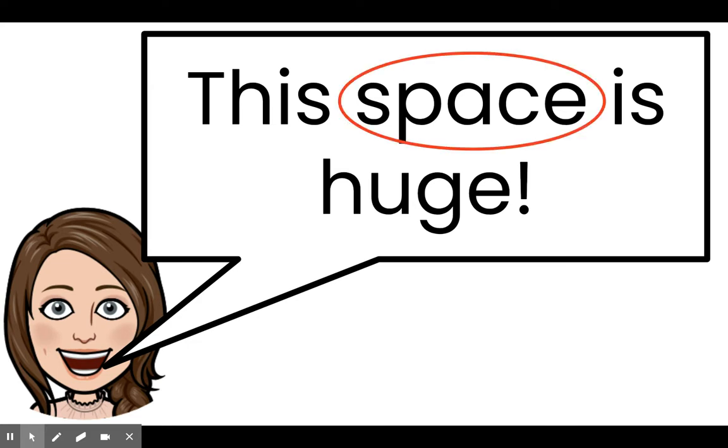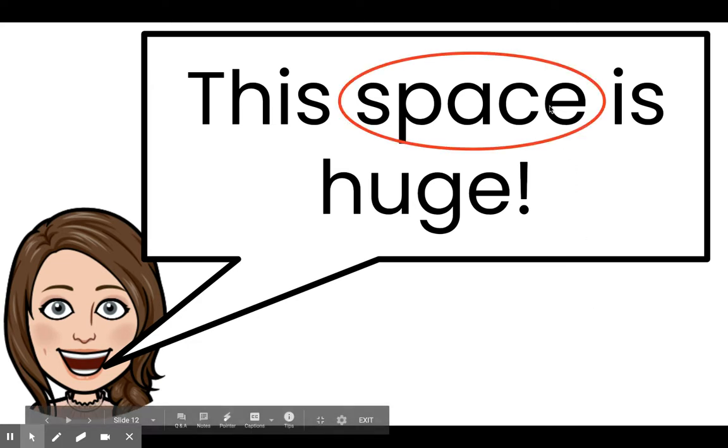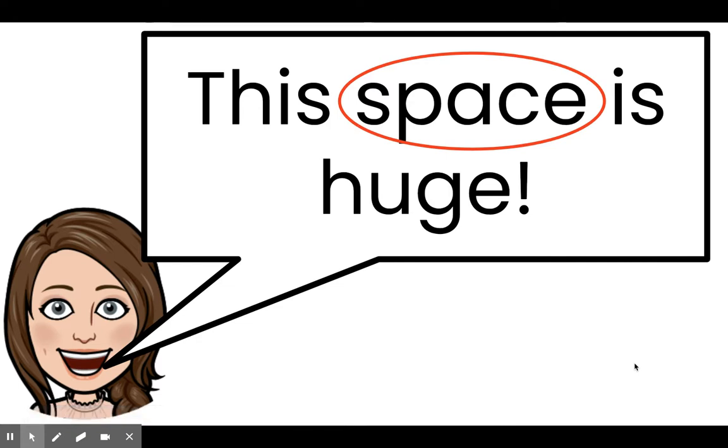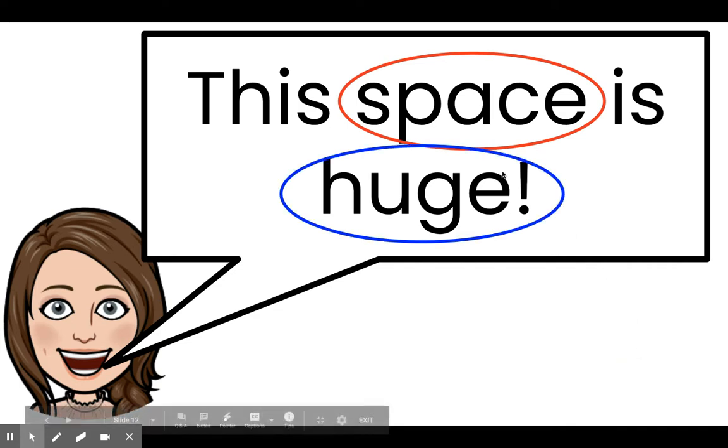If you're pointing to the word space, you're correct. C in the word space makes the soft sound S because it's followed by an E. Can you see a word in this sentence with the soft G sound? Remember, G makes a soft sound when it's followed by an E, I, or Y. Hopefully, you're pointing to the word huge. The word huge has the letter G that makes the soft G sound because it's followed by E, huge.